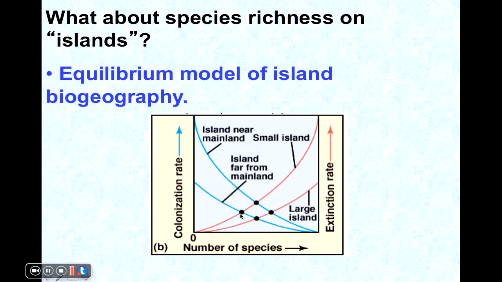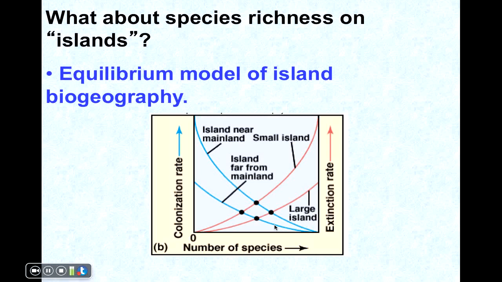So if you put all these together, if you see where these lines intersect, you can come up with these equilibrium numbers of species. So on the far left right here, we see this black dot. Again, just think about this intuitively. What we see is that if you're a small island that is far away from the mainland, you're probably going to have fewer species than if you are a large island that's close to the mainland. So where these lines intersect, that predicts the relative number of species that can be maintained on islands.